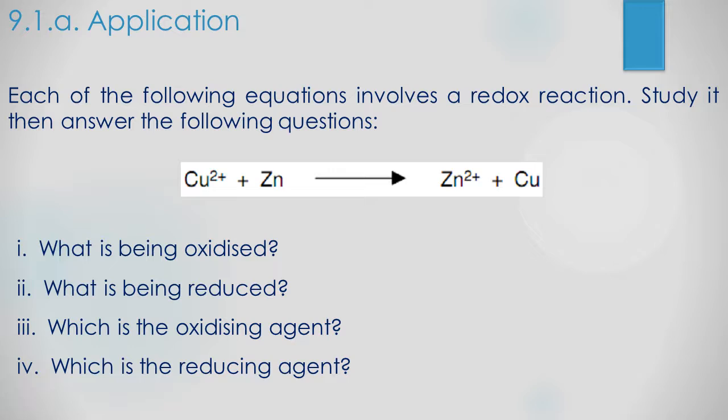What is being reduced? Cu²⁺ is gaining 2 electrons from zinc, and forming Cu. So Cu²⁺ is being reduced. Which is the oxidizing agent? The species that undergoes reduction is the oxidizing agent. So therefore, Cu²⁺ is the oxidizing agent and zinc is the reducing agent.